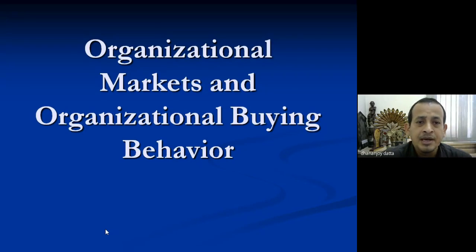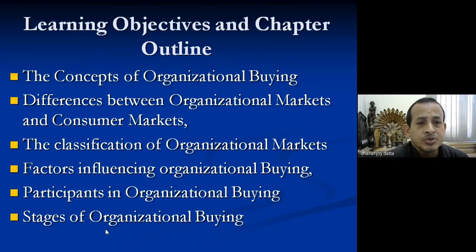In this chapter, our learning objectives are to understand the concept of organizational buying. Then we'll understand the difference between organizational market and consumer market. Thirdly, we'll understand the classification of organizational market. Then we'll also understand factors influencing organizational buying. Then we'll discuss participants in organizational buying. Then finally, stages of organizational buying. So these are the areas we are going to discuss. This is basically our chapter outline.